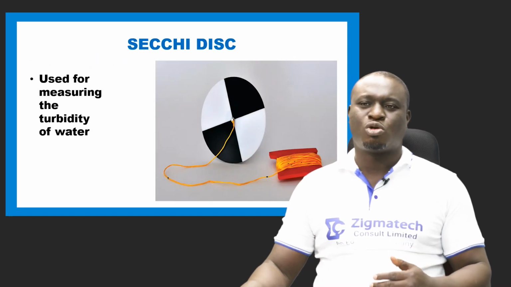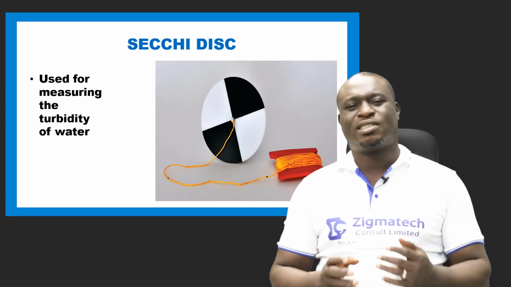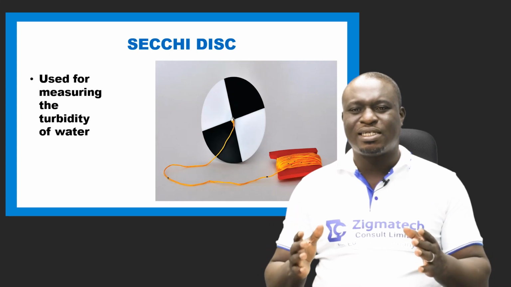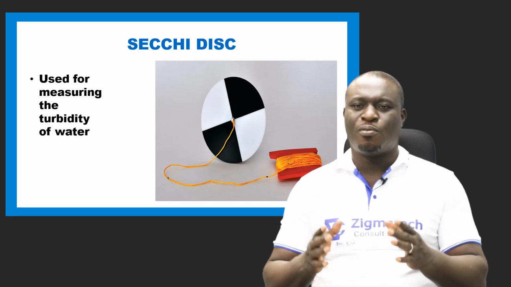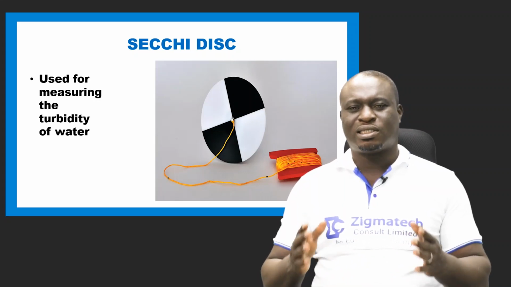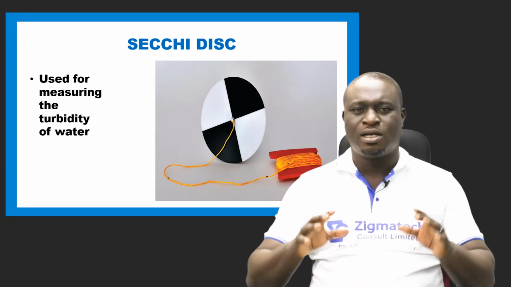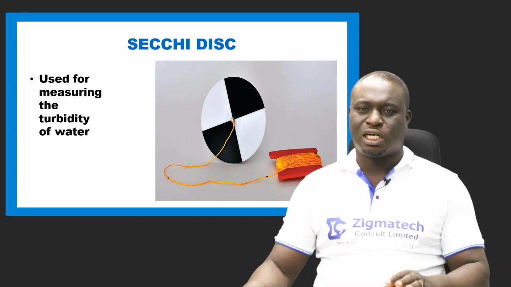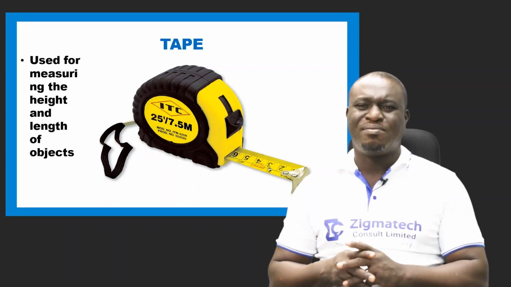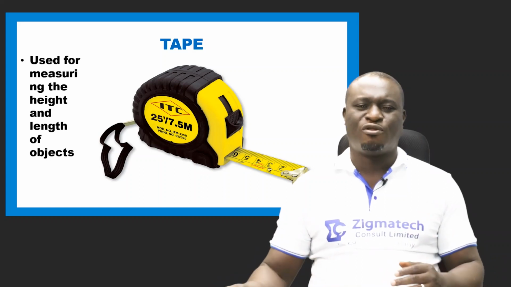Then we have the next one, which is called the Secchi disc. The Secchi disc is used for measuring the turbidity of water. And I told you that turbidity simply means the degree of transparency or clearness of that particular water or solution. And then we also have the measuring tape, which is used to measure the height and the length of objects.